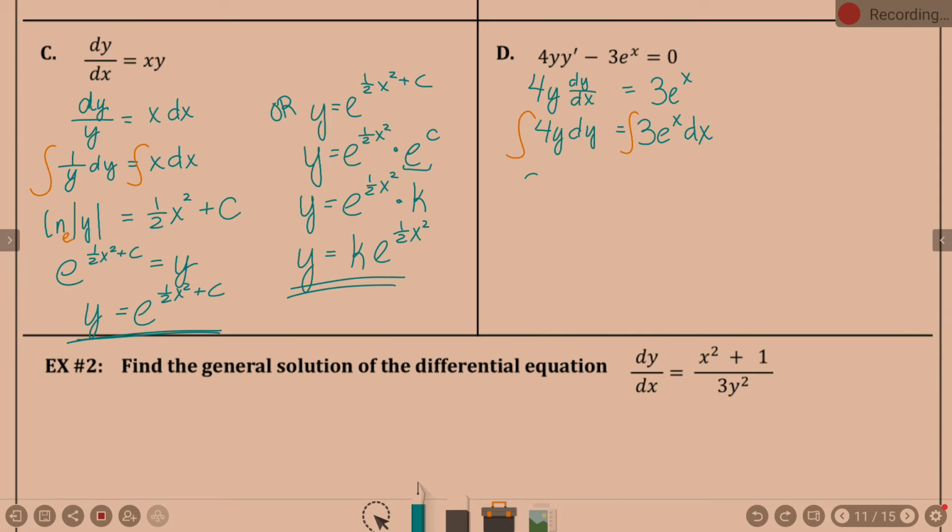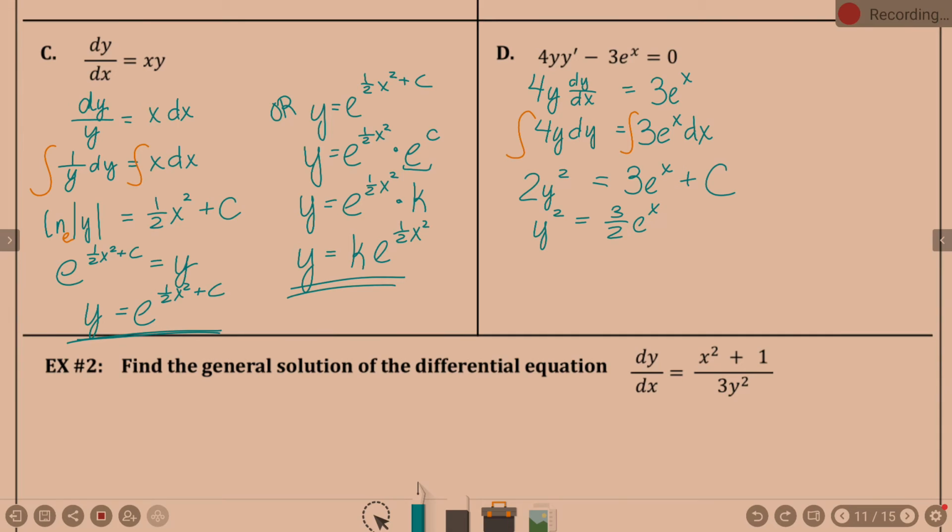Integral of 4y. Add 1 to the power, divide by the new power. So it becomes 2y squared. Integral of e to the x is e to the x. So that's 3e to the x plus c. To solve for y, I guess I do have two alternate options here. If we're solving for y, divide by 2. So y squared equals 3 halves e to the x.